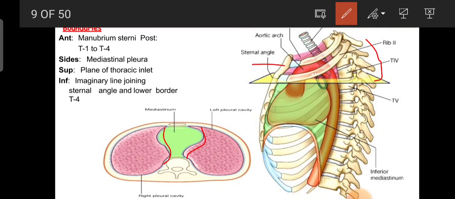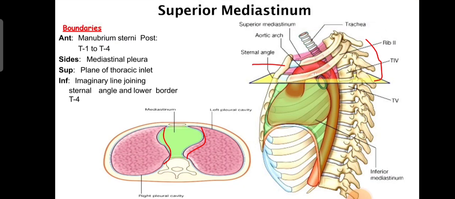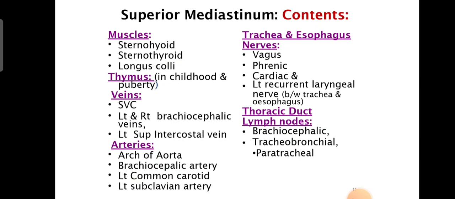And inferiorly it is bounded by the imaginary plane, as we can see this yellow color plane which is passing anteriorly through the sternal angle and posteriorly through the lower border of T4 vertebrae. Then these are the contents of superior mediastinum. The muscles are sternothyroid, sternohyoid, longus colli. Then we have the thymus gland in case of childhood and puberty.